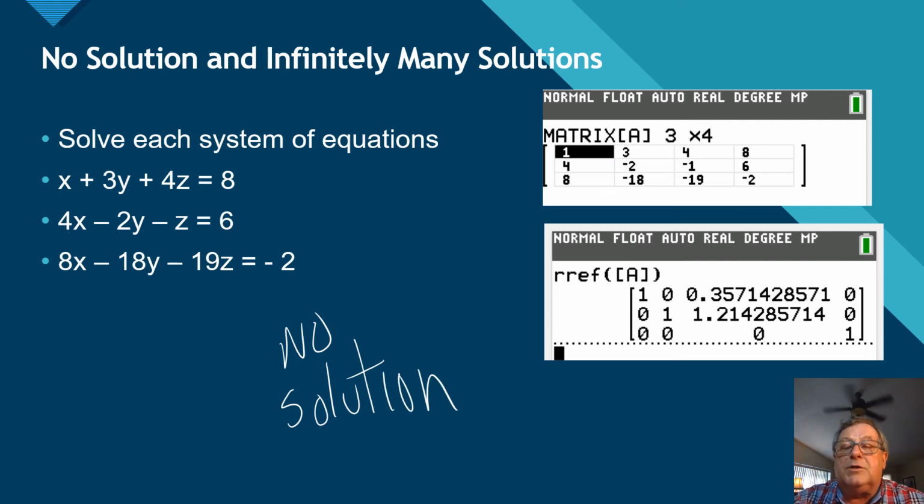So when you see all zeros in your bottom row, doing your reduced row echelon form, you've got infinitely many solutions, and then you solve for the specific variables, in this case x and y. But when you see a 0, 0, 0, 1 in the bottom row, it's simply no solution.